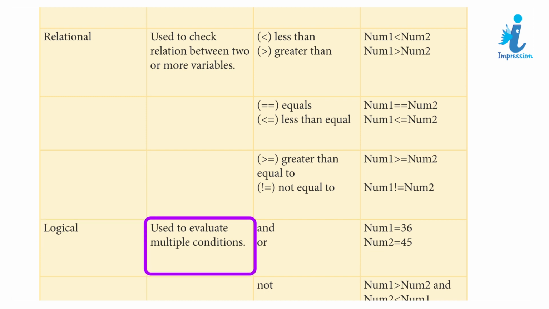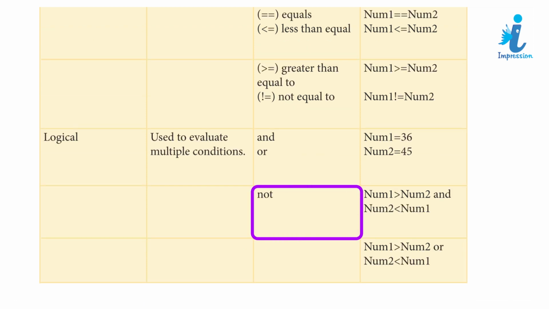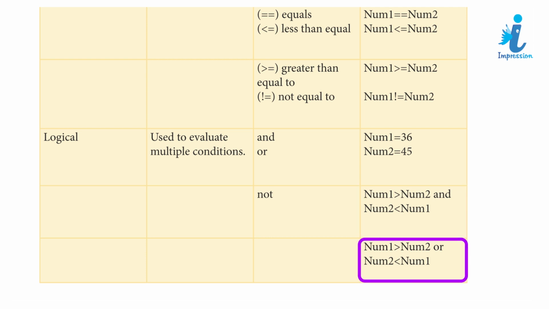Logical. Used to evaluate multiple conditions: and, or, not. Number 1 is equal to 36. Number 2 is equal to 45. Number 1 greater than number 2 and number 2 less than number 1. Number 1 greater than number 2 or number 2 less than number 1.